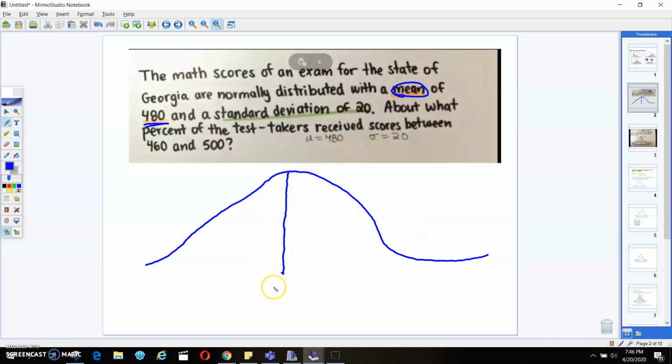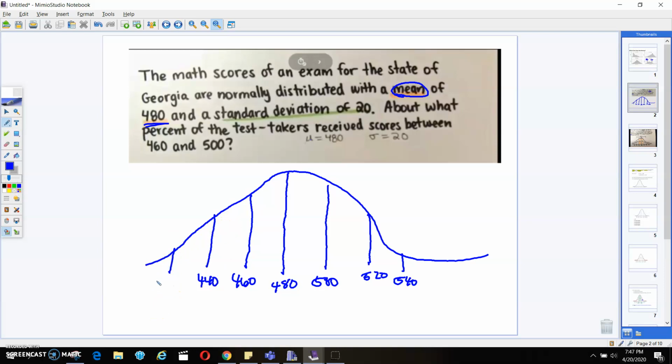So that mean is going to go in the middle, so that's going to be 480. And then you're going to add 20 to 480 to create the next line. So 480 plus 20 is going to give me 500. And 500 plus 20 is going to give me 520. And you want to do 3 sections to the right. So 520 plus 20 is going to give me 540. Then you're going to do 3 sections to the left, but this time you're going to subtract 20 each time. So 480 minus 20 is going to give me 460. 460 minus 20 is going to give me 440. And then that third section, 440 minus 20 is going to be 420. Okay?